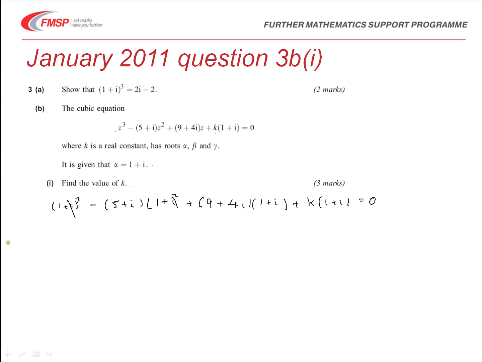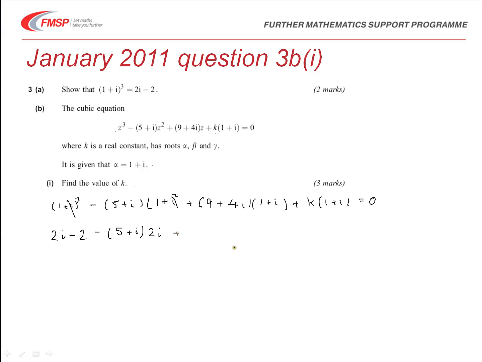Well, we've got to simplify this. Well, the first part here, the (1 plus i) cubed, we know because we worked that out in the first part, and if we didn't manage to work it out in the first part, we still know it because it's given. We're then going to have to square the 1 plus i here, so this becomes 5 plus i, and (1 plus i) squared, well, it's 1 squared, and then the i squared is minus 1, so the real part disappears and you're just left with 2i.